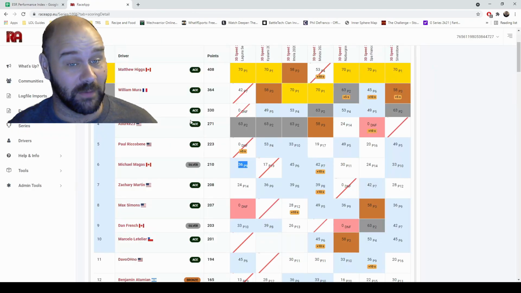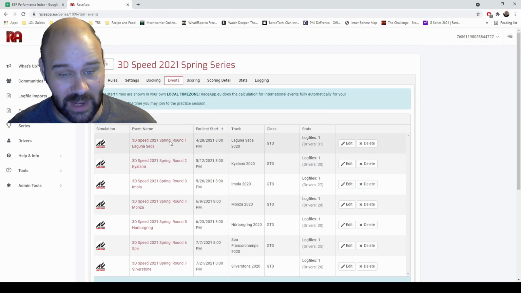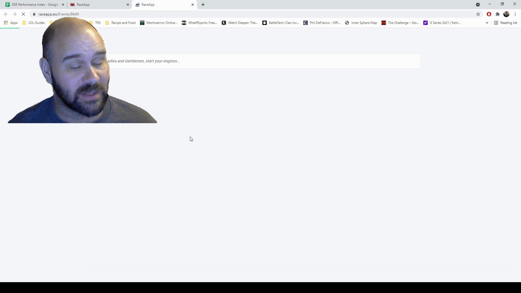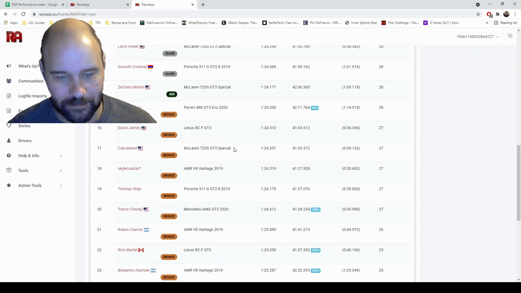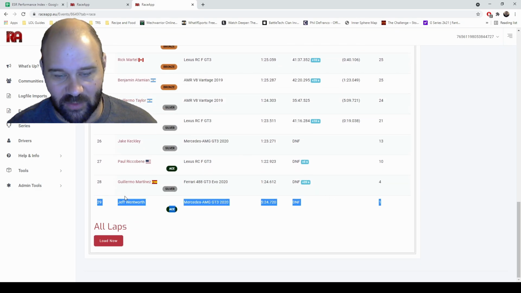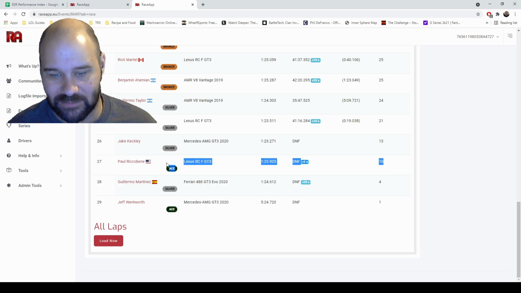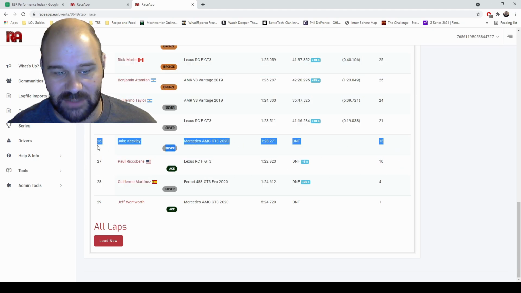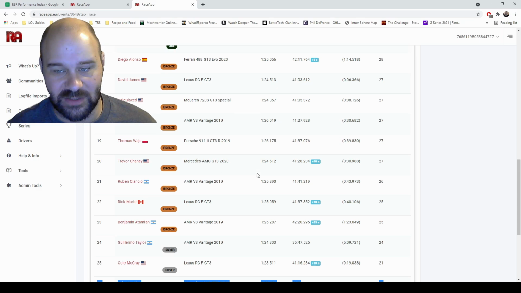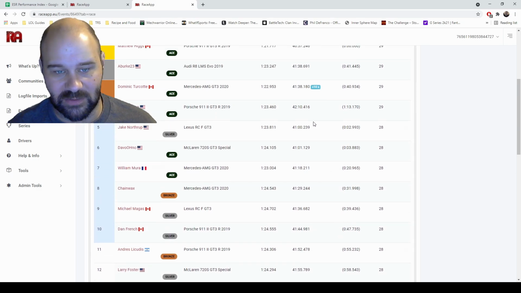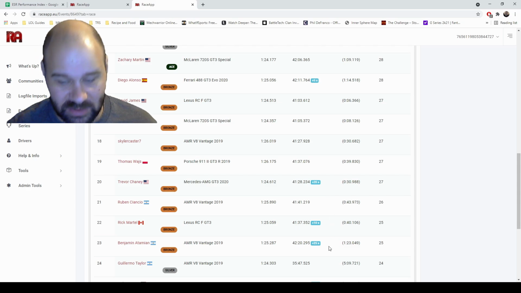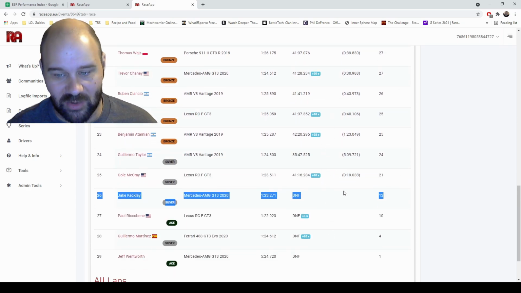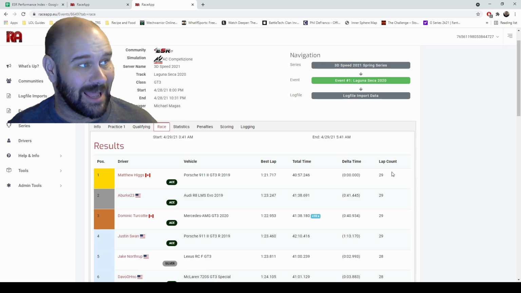Well, hang on. Let me pull it up, and we can show this. This was the one that had all the issues with the potential restart and everything, and how the restart went even worse than the first one. So if we look at the race here, we lost Jeff Wentworth on lap 1. Lap 4, we lost Guillermo. Lap 10, Paul Riccobeni. Lap 13, we lost Jake Keckley. And then also tons and tons of penalties here. Penalty for Dominic Turcotte, penalty for Diego Alonso, Trevor Cheney, Rick Bartel, Benjamin Adamian, Cole McRae. You'll note Cole also finished something like 8 laps down.